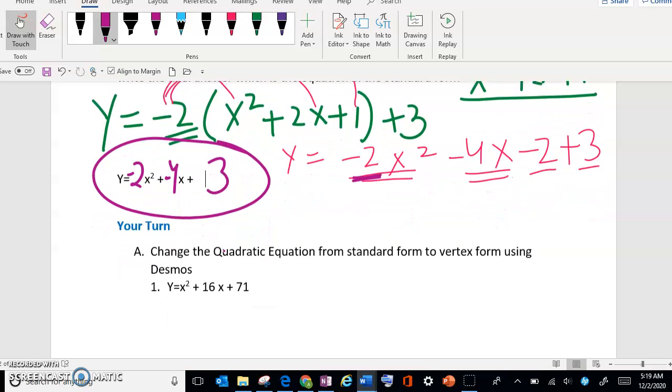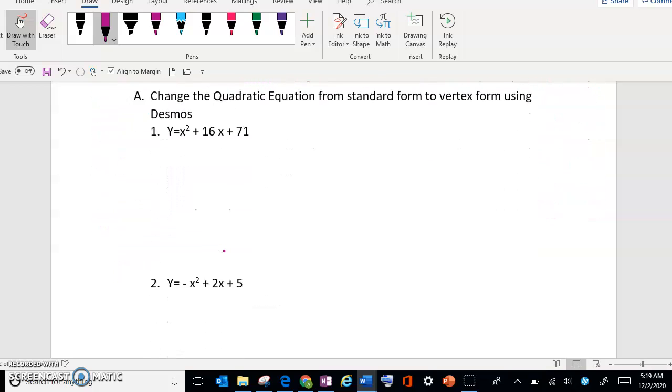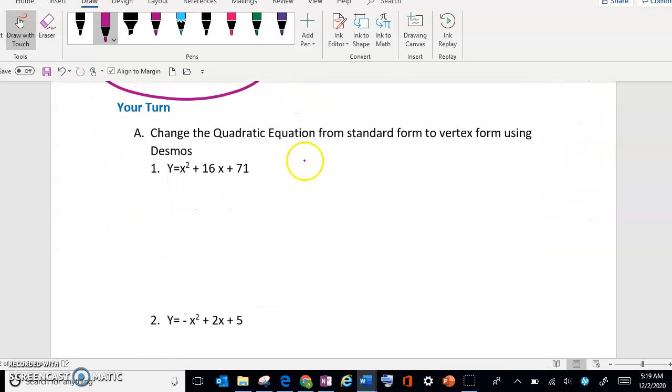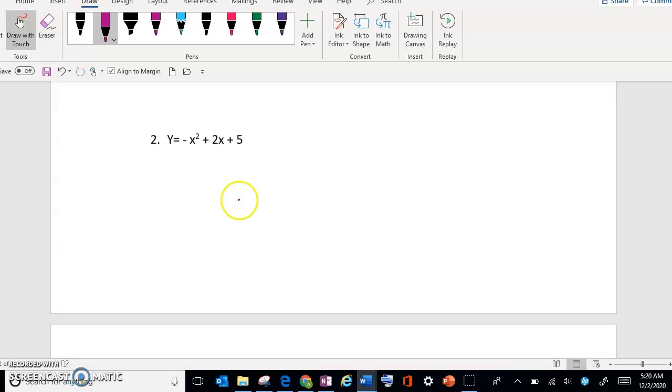Okay, now it's your turn. There are two questions that you have to change from standard form to vertex form. You're going to graph this. You're going to find the a from here. a is equal to 1, the number in front of x². Here a is -1. How are you going to find the h and k? You graph this equation and find the coordinates of the vertex. The x part of the vertex is h and the y part of the vertex is k. So that's how you're going to do it.